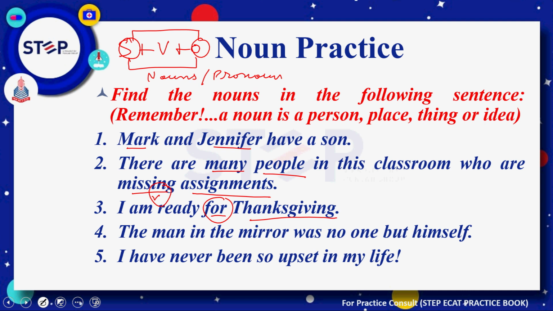The man in the mirror was no one but himself. In this sentence, this article is used before a noun. So as I told you, an adjective, a preposition, or an article are used before nouns. So over here, the is an article. This article is used before a noun, so man is a noun. In the mirror, again, the as an article is used before mirror, so mirror is also a noun. Was no one but himself.